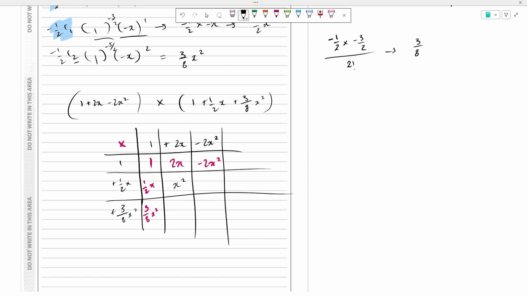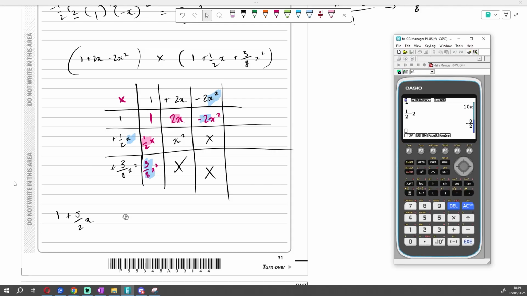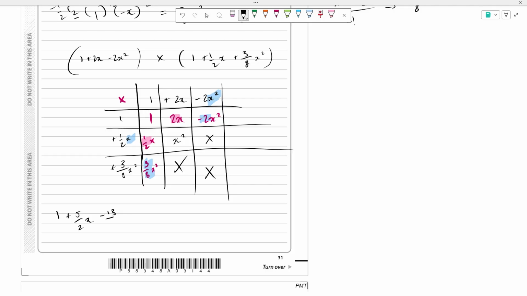Okay. Now, the next bit, we have to be careful, do we really need it? I'm going to check these parts here, x squared and x. That makes x cubed, I don't need this. This makes x cubed, I don't need this. And the last bit makes x to the 4, I don't need it. Okay, so these are the only bits I care about. And I'm just going to simplify them together. So I end up with 1. This is going to be 2.5, so 5 over 2x. This is going to be minus 2 plus 3 over 8. I don't know what that is off the top of my head. Minus 2 plus 3 over 8. And that gives us minus 13 over 8x squared.